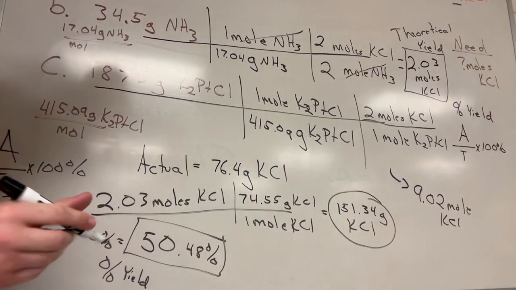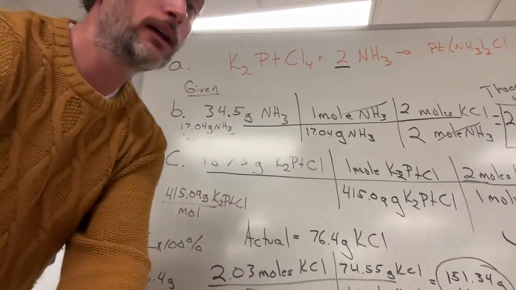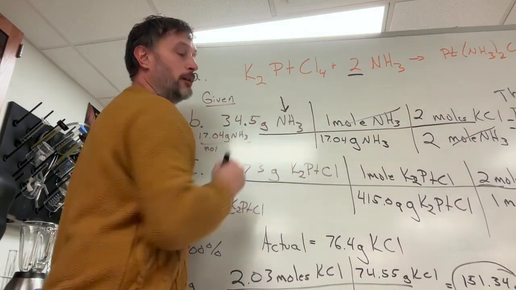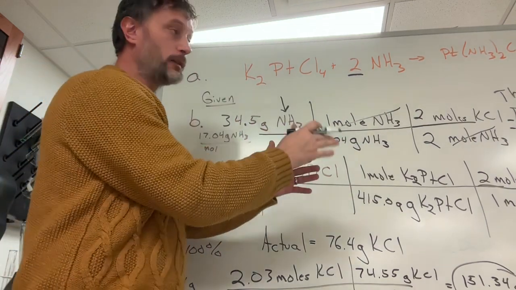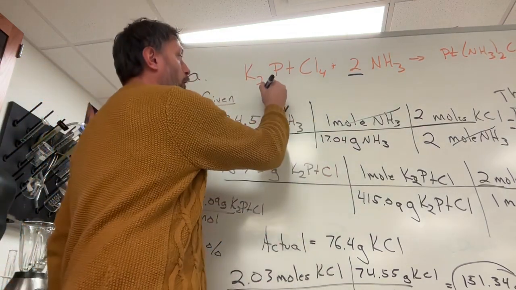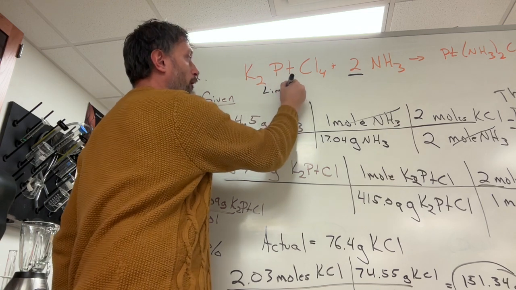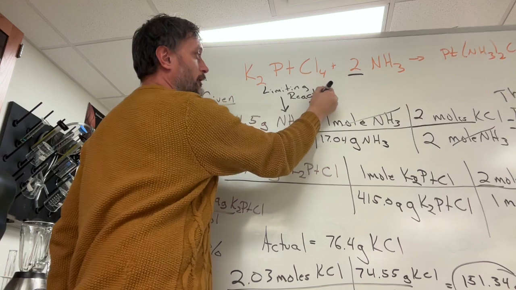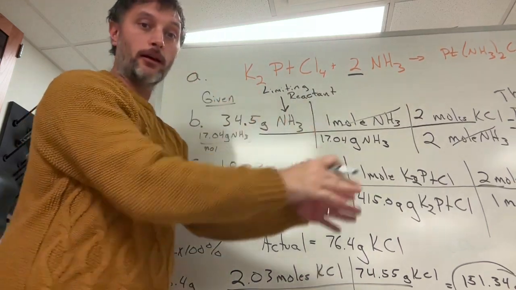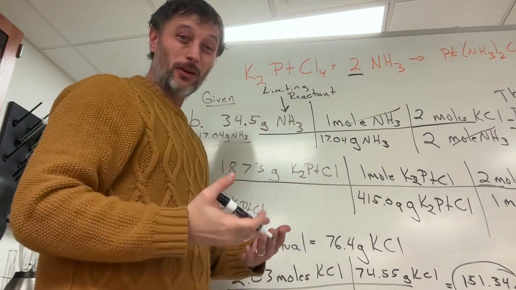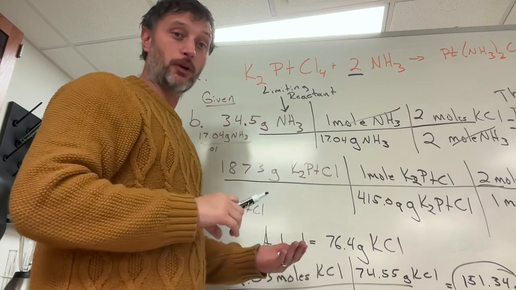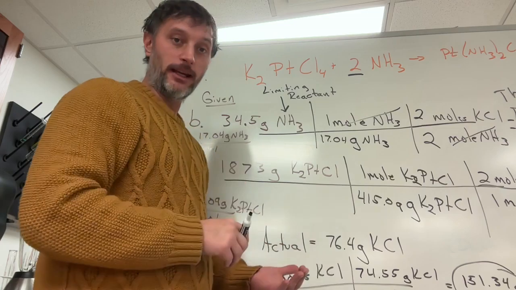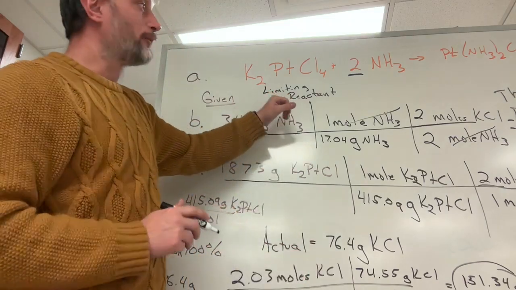Last but not least, this calculation also gave us one more piece of information. Since this is the thing that produced the theoretical yield, it's called the limiting reactant. It's the reactant that limits how much product can be made. Again, go back to the silly examples we did in the intro. The thing that determined how many sandwiches we could make was the limiting ingredient. This is the limiting ingredient for making KCl.